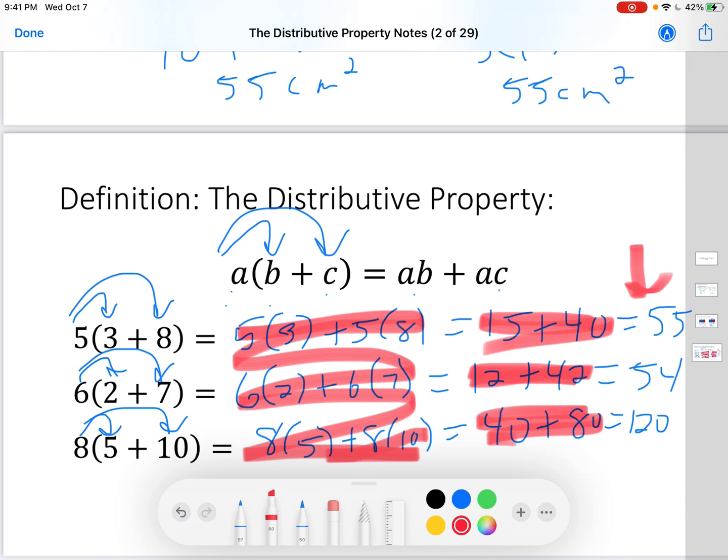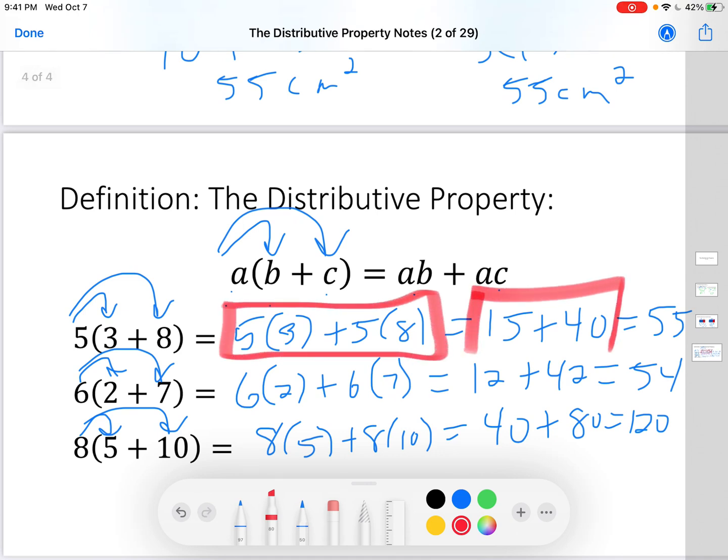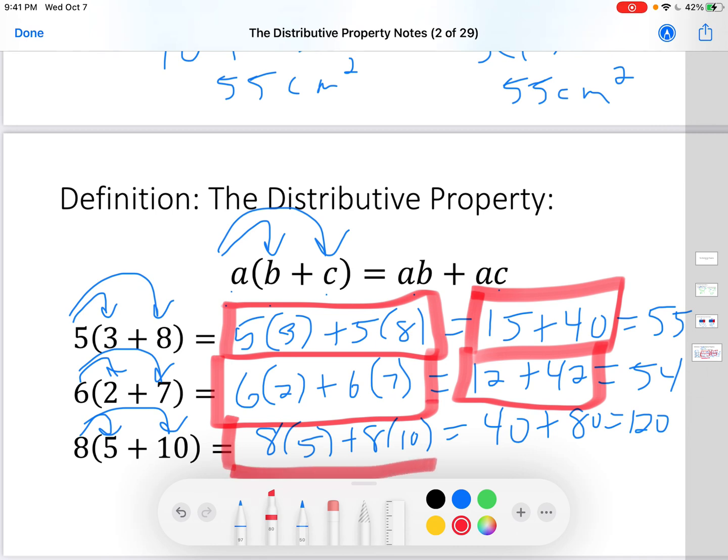So you distribute by doing the outside number times each of the inside numbers. You find their values, you get their distributions. This is a distribution, this is a distribution. These are the values.